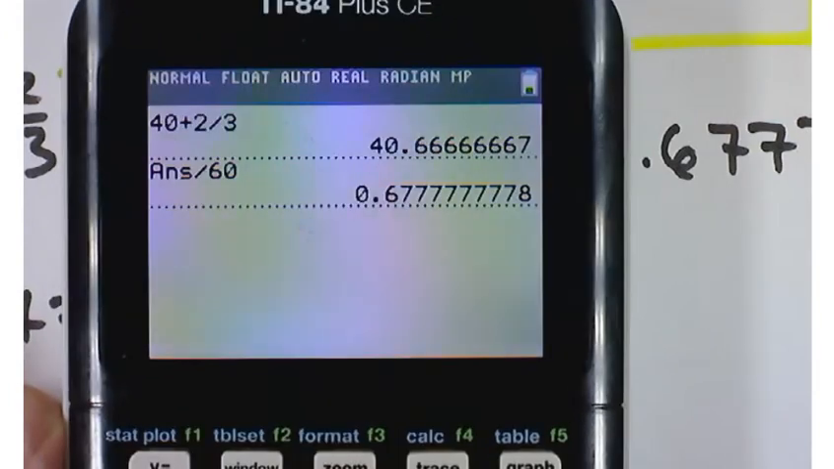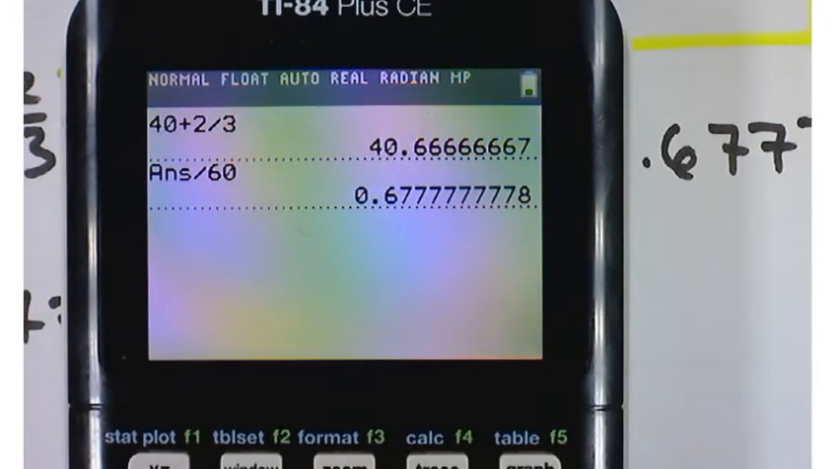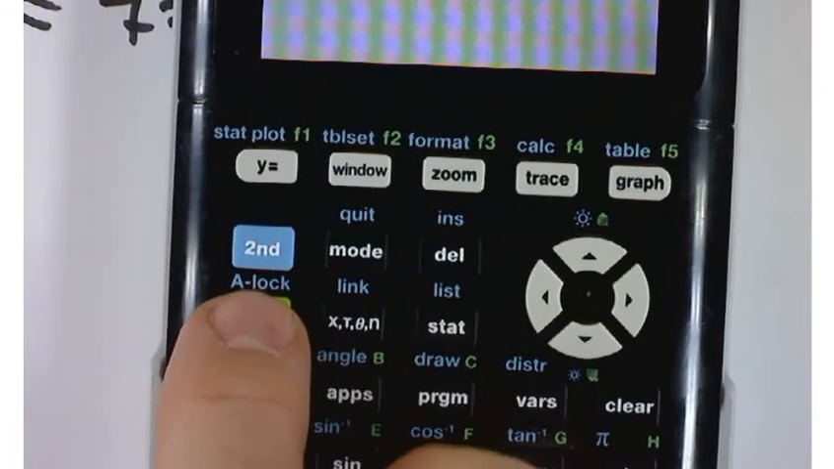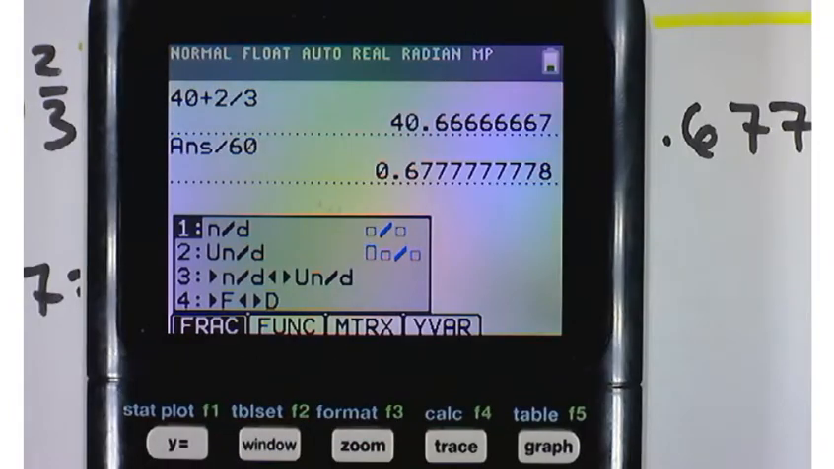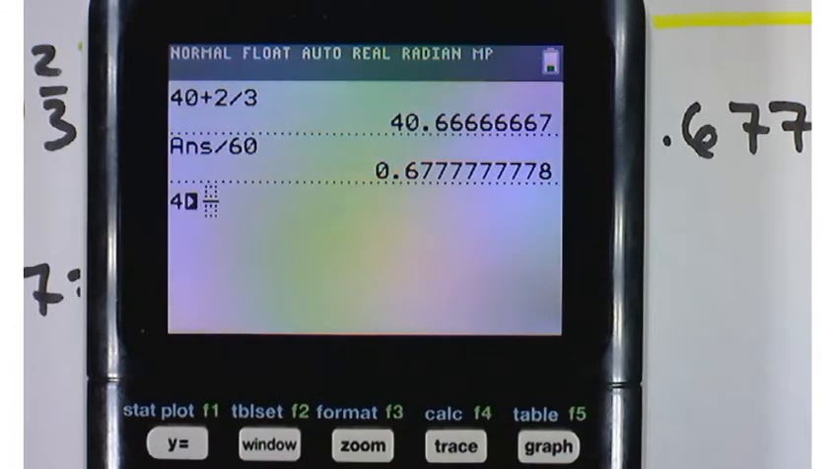If you've got one of these fancy TIs that I was passing out, there's a cool way you can do this. If you hit the alpha key right here, second button down on the left underneath the second button, alpha and then y equals, it gives you a few options to write fractions. The one we want is the second one down, because we had a mixed number, 40 and 2/3. So if you choose this one, you can type in your number 40, and then use the arrow keys to do 2 divided by 3. And there's your 40 and 2/3.